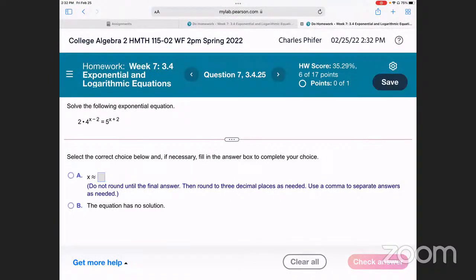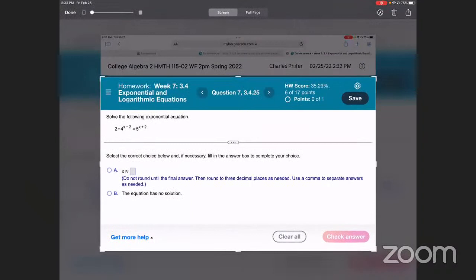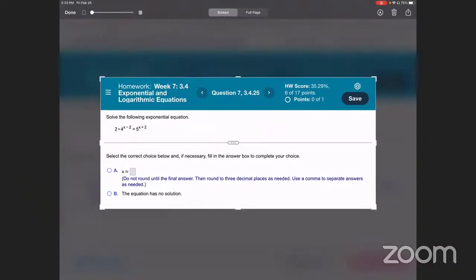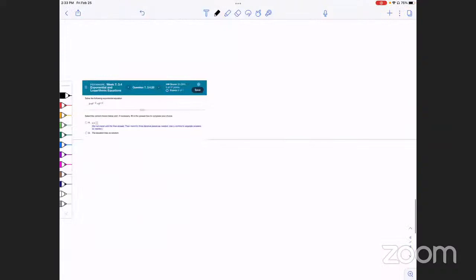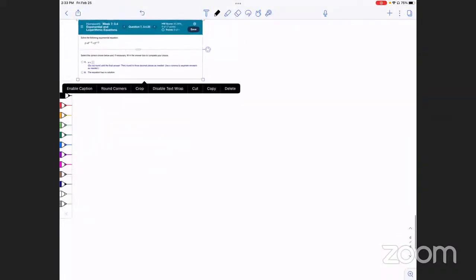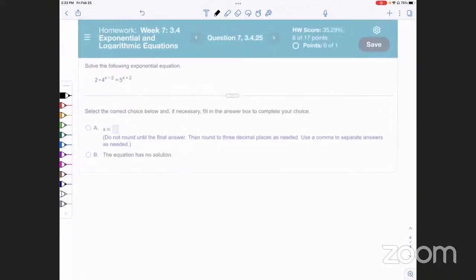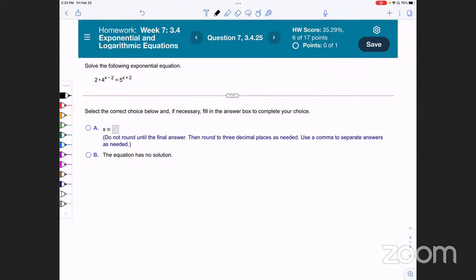Okay, yeah, let's do this one. I was about to skip it, but it looks like it has a little bit more complexity to it. Let's see. Okay, so let's start by getting the copy. We have this times 4 to the power of x minus 2 equals 5 to the power of x plus 2, right?